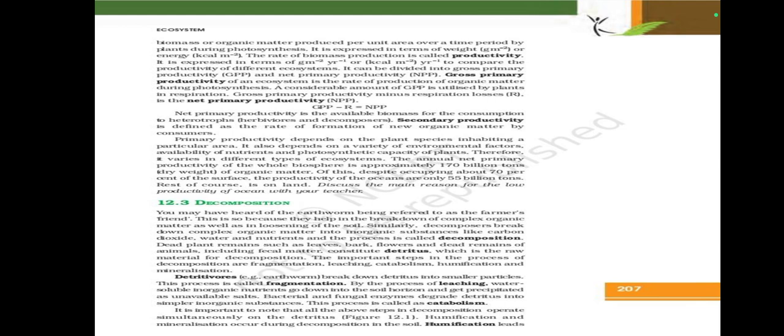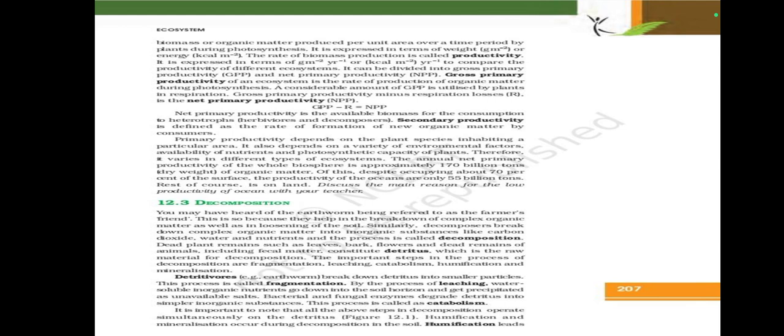catabolism, humification, and mineralization. Detritivores, for example earthworms, break down detritus into smaller particles. This process is called fragmentation. By the process of leaching, water soluble inorganic nutrients go down into the soil horizon and get precipitated as unavailable salts. Bacterial and fungal enzymes degrade detritus into simpler inorganic substances. This process is called catabolism.